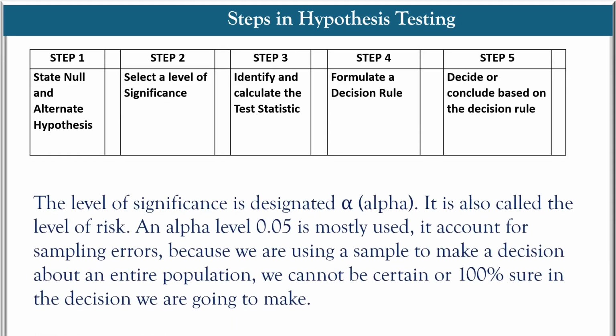So I want to say something about the level of significance. The level of significance is designated alpha. So it's also called the alpha level or the level of risk. An alpha level of 0.05, which is 5%, is mostly used. It accounts for sampling errors. Because we are using a sample to make a decision about an entire population, we cannot be 100% sure in the decision we are going to make. That is why we select this alpha level to account for the errors. So if we select an alpha level of 0.05, it means we are 95% confident. And we can be 95% confident, but we can't be 100% confident. And this is what is mostly used in most research works, 0.05 alpha level or level of significance.